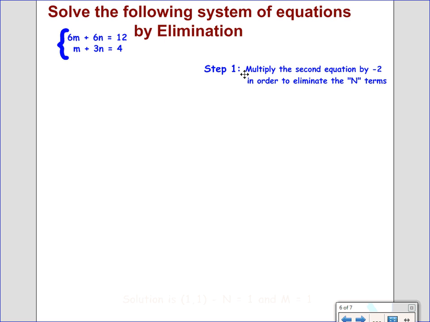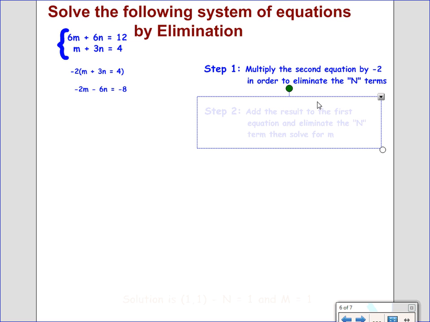So our first step would be to multiply the second equation by negative 2 in order to eliminate the n term. Why negative 2? Well, what we're looking for in elimination is equal and opposite. In order to make these n terms equal and opposite, I should multiply positive 3 by negative 2 and get negative 6n. In doing so, I must multiply negative 2 by every term in the equation. I find that I end up with negative 2m minus 6n equals negative 8.